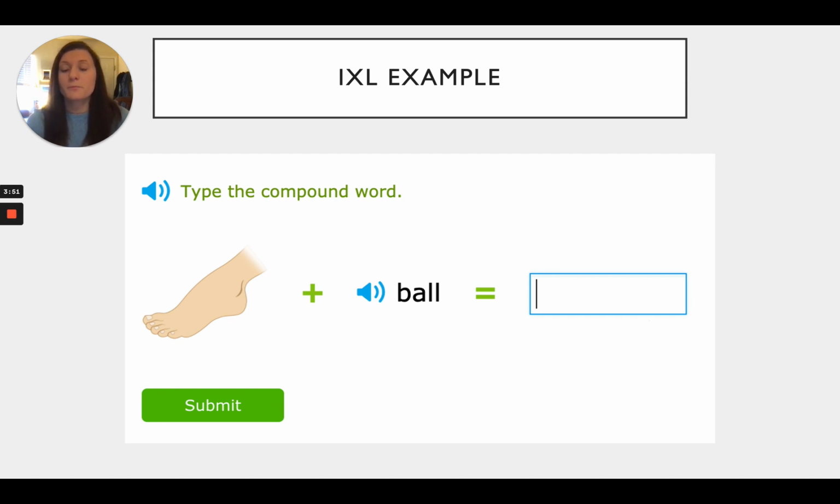And we know that when we put those two words together, we all know what a football is, and we know that that is something completely different from what the picture shows us and from what the word here is.